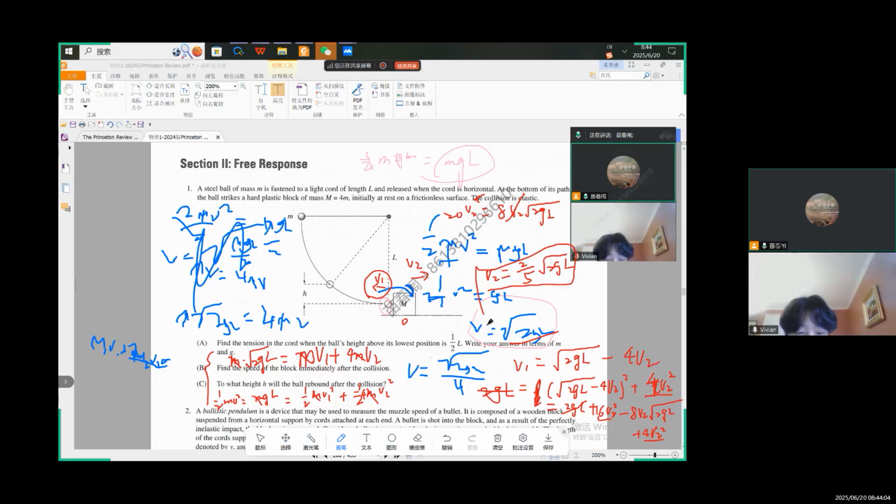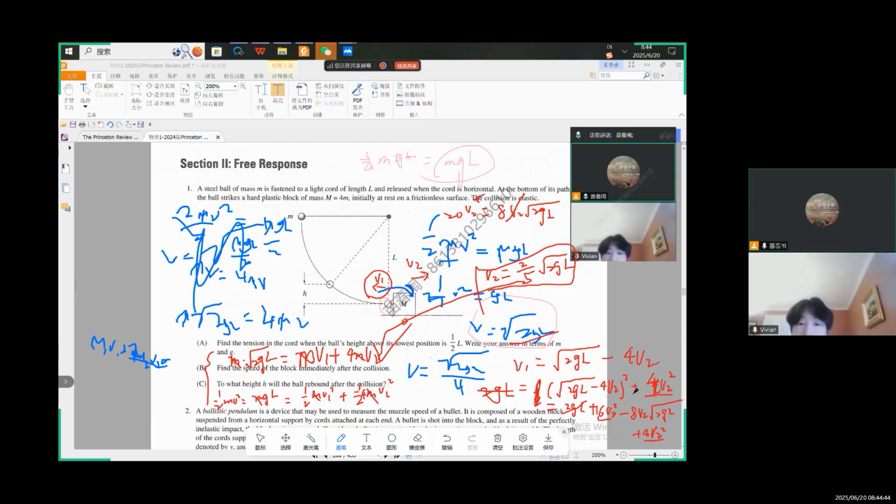Let's see whether it answered question B: the speed of the block. I think it's just this one, right? This is answering this. You're not asking for v1, so we don't have to do v1. So this is a little complicated calculation, not that easy. Substitution I have to use, and I have to expand that big square thing. Is B okay?